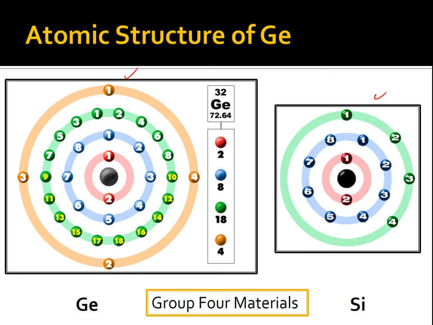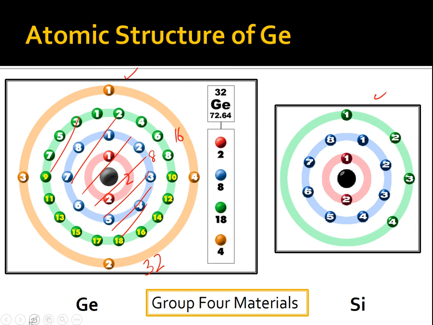In the case of germanium, we can see that there are a total of 32 electrons here: 2, 8, 18 and 4. This all is the core, and these are the valence electrons, so we have 28 electrons in the core and 4 electrons in the valence shell.